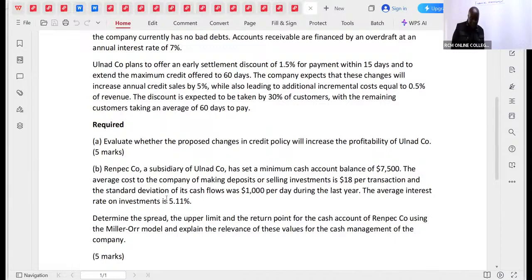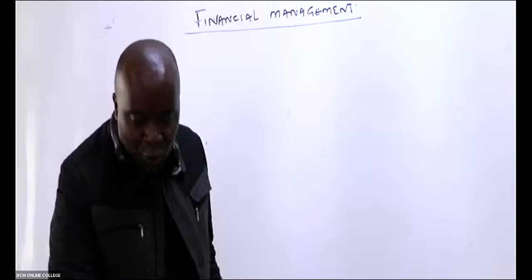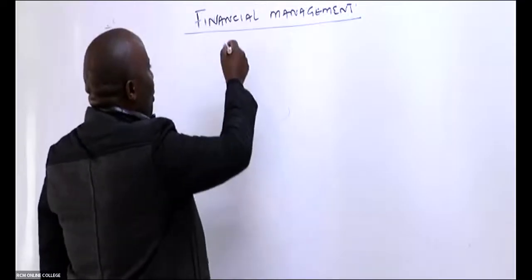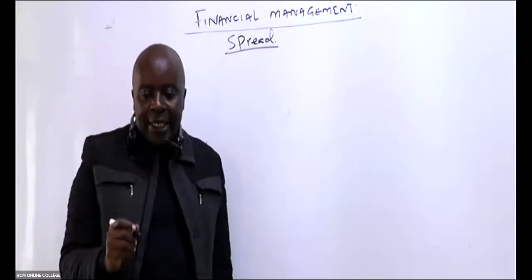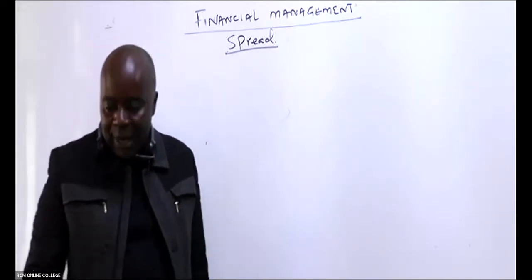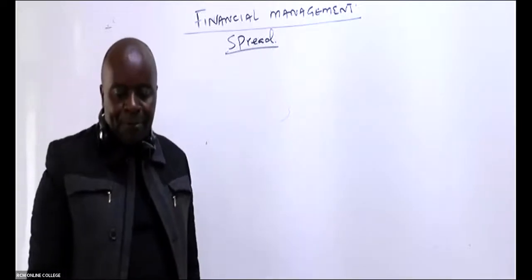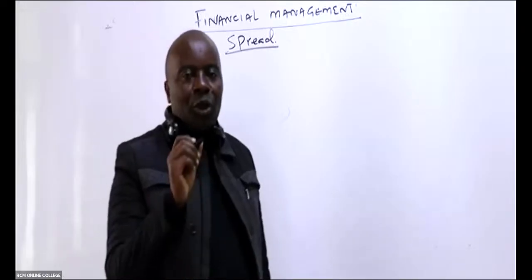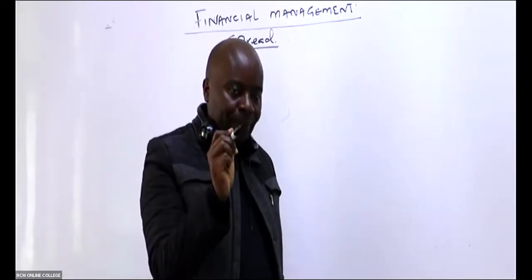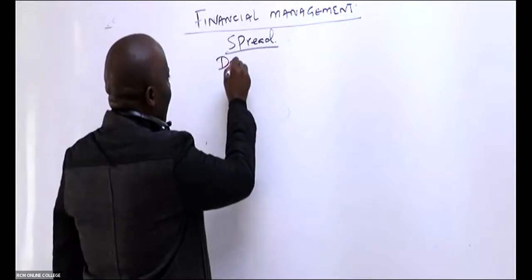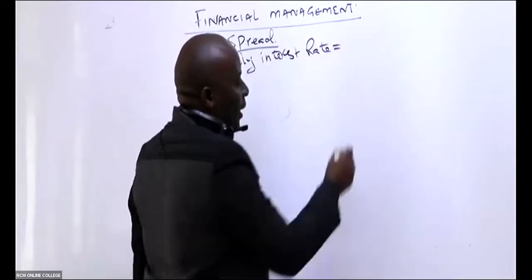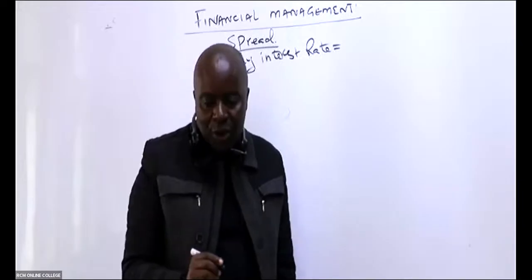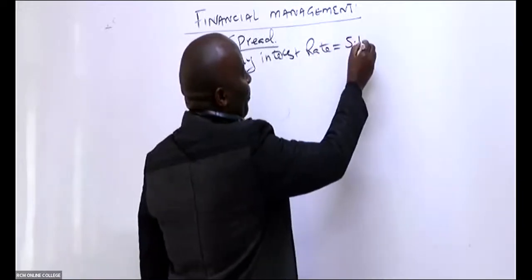So the very first thing that I will do is to calculate the spread. So let's calculate the spread together. For me to be able to calculate the spread, what items do I need, my good students? Of course, you're reading your paper. So number one, we shall need what we call the daily interest rate. Very important. The daily interest rate, I can see in this question, they have given me 5.11%.